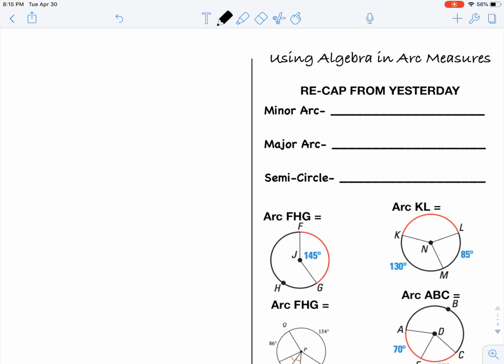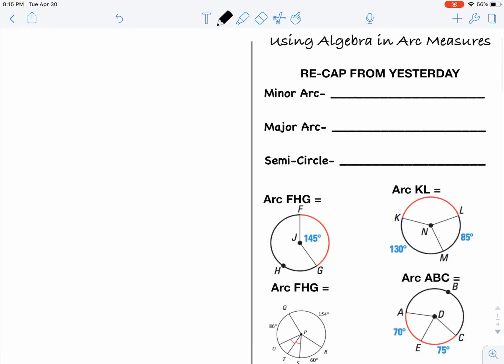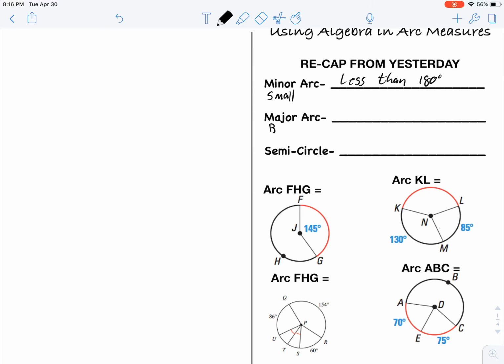So minor, if we had minor problems, those were small problems. When we talk about small arcs, minor arcs, they are less than 180 degrees. Okay, if we have major problems, so for a major arc, major problems, those are big problems. So we have a big problem, and we mean that by more than 180 degrees.